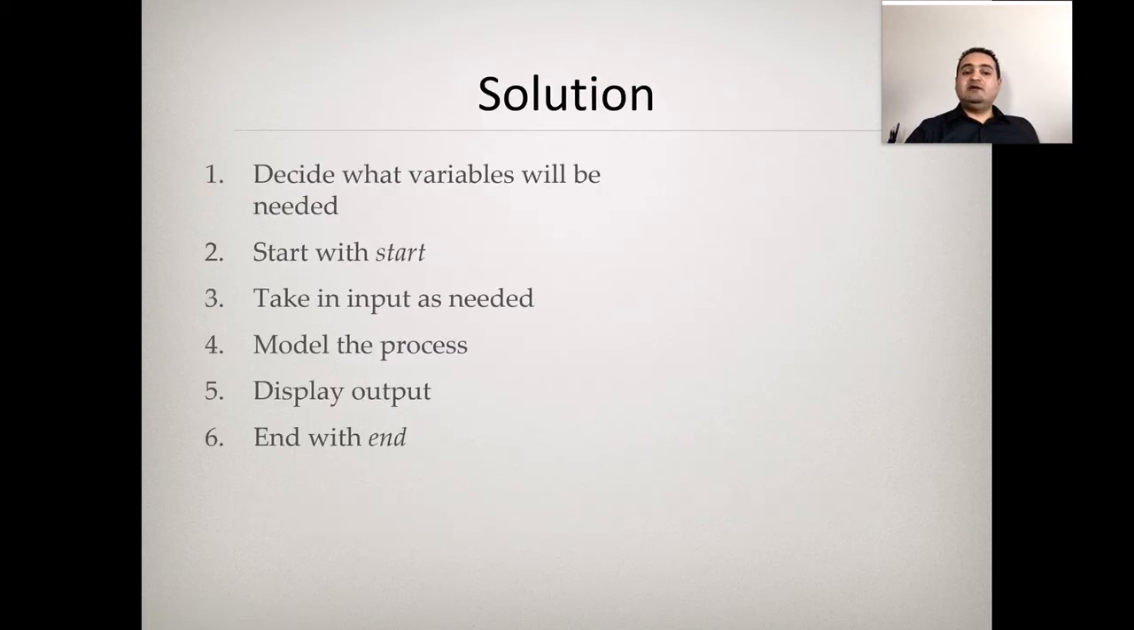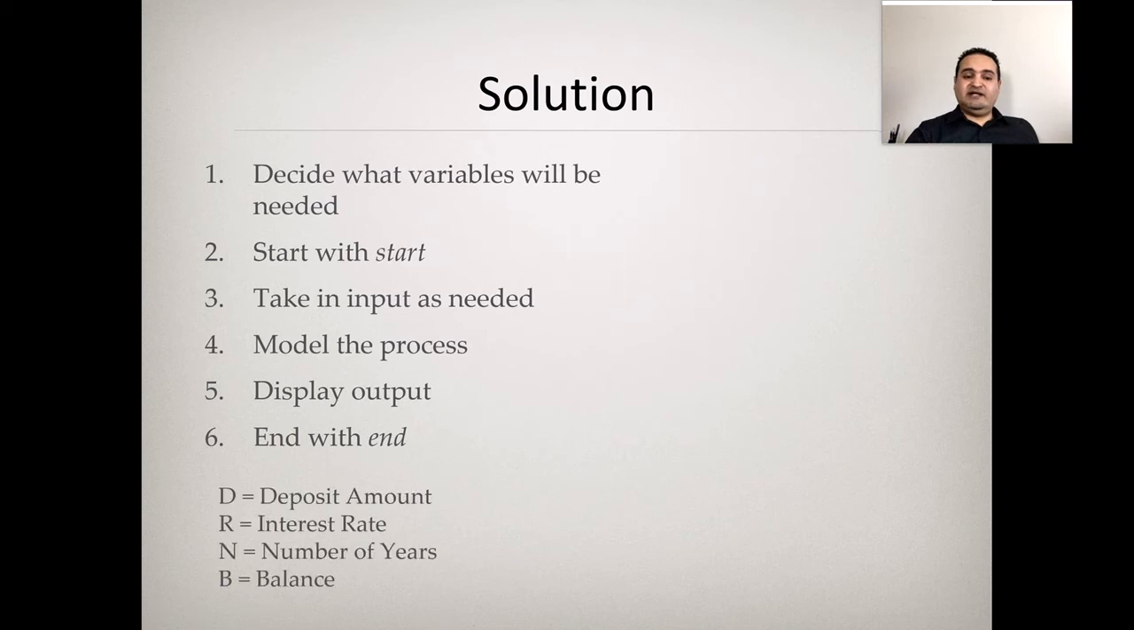So what are the variables that we will need to create this flowchart or this software or program? I need to know how much amount I want to invest, or the deposit, the number of years I want to invest, and also the interest rate. So those are the variables that I want. In addition, I also want to know the balance. So I list them here as a legend.